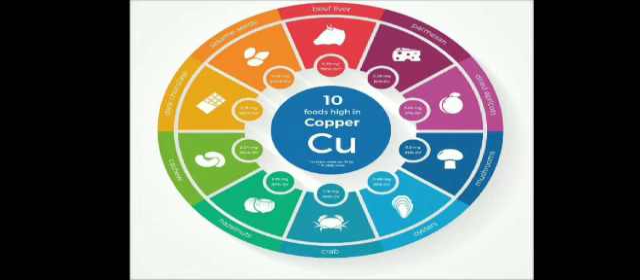Here are some of the food materials that are rich in copper. These include beef liver, dried apricots, mushrooms, oysters, crab, hazelnuts, cashew, dark chocolate and sesame seeds.